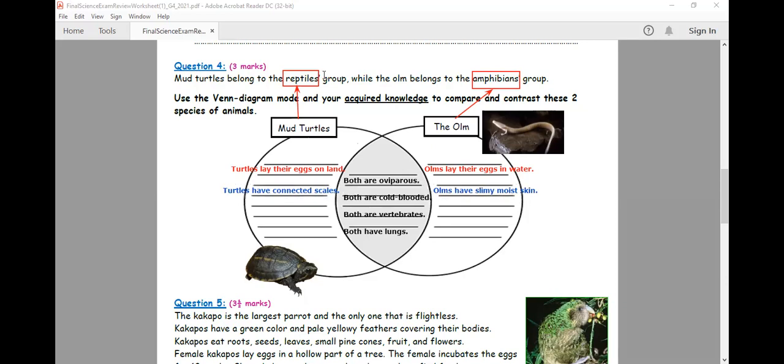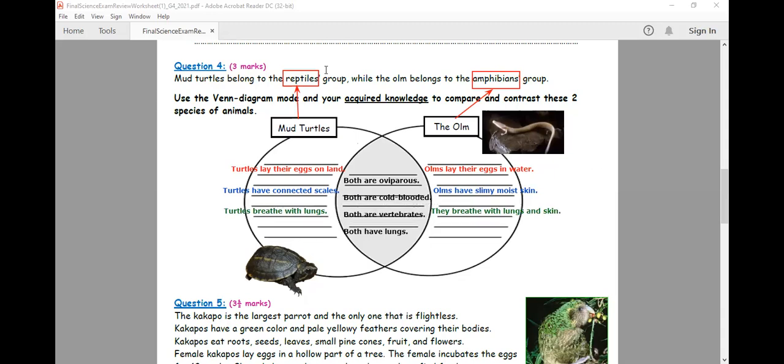What about the way they breathe? Yalla, how do they breathe? The turtles breathe with their lungs only, but the amphibian breathes with its lungs and its skin. Bravo, Ali. So we said that amphibians have small lungs, so they breathe with lungs and skin.